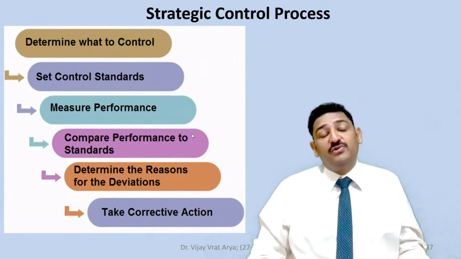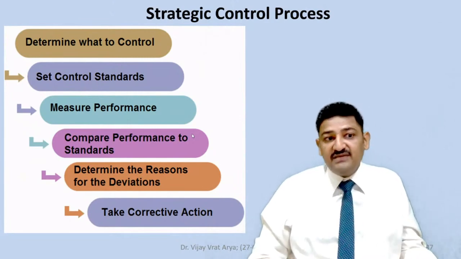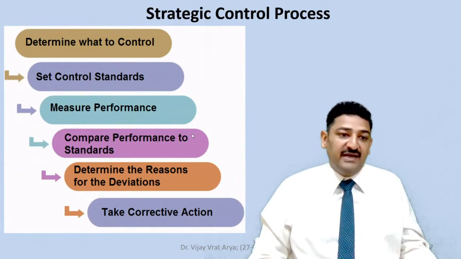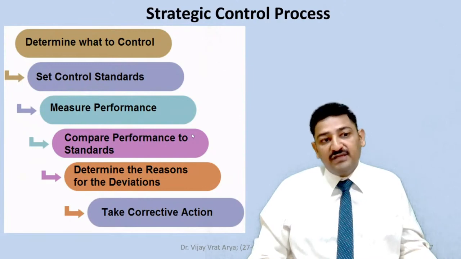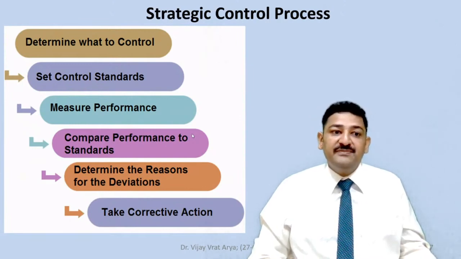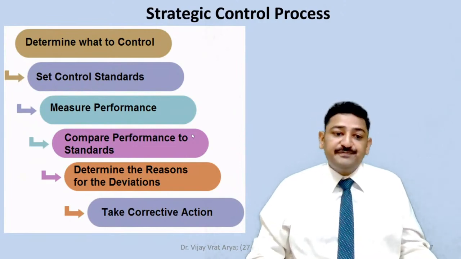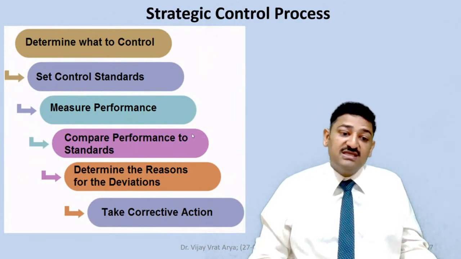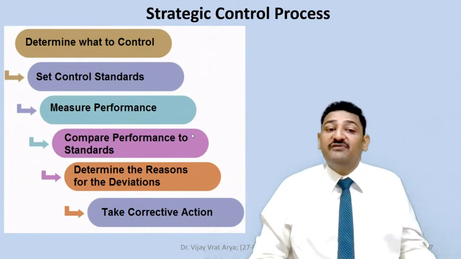The first is the strategic control process. It determines what to control, and for that, a set of control standards is defined. After that the actual performance is measured, and then the comparison takes place between the control standards and the actual performance. Once it is compared, one will be able to notice the level of deviation and what the major reasons for those deviations were. If those reasons are identified, then they can be corrected through corrective actions.